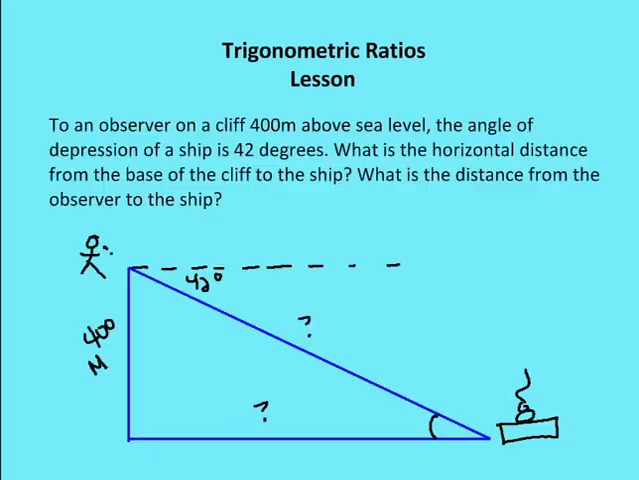And now we're going to take a problem, just to give you an example. I have an observer on a cliff 400 meters above sea level. The angle of depression of a ship is 42 degrees. What is the horizontal distance from the base of the cliff to the ship? And what is the distance from the observer to the ship?